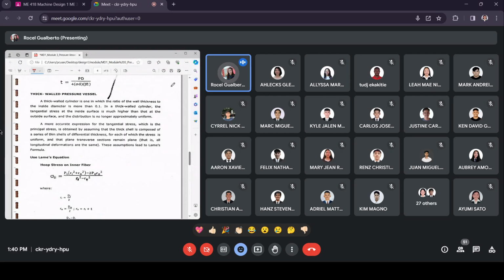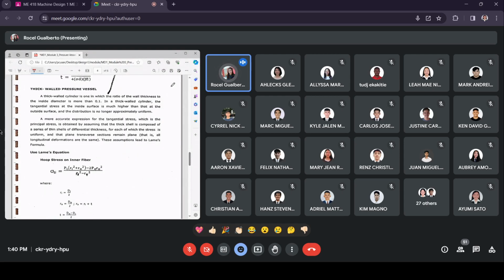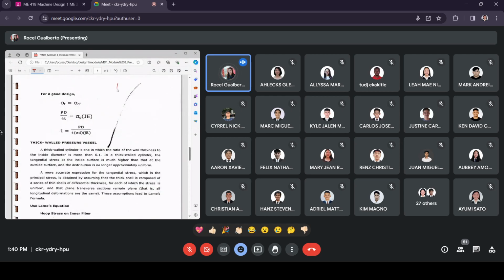Now, what about if we have a thick-walled vessel? Again, for a thick-walled vessel, your t over D sub i, thickness over inside diameter, should be greater than 0.1 to be called a thick-walled cylinder. So, ano yung thick-walled cylinder natin?